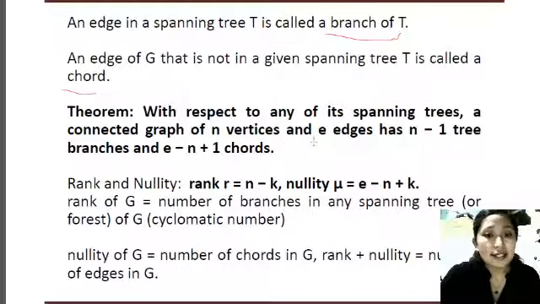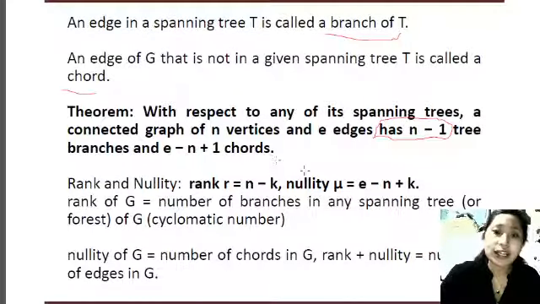Now as I said, if your graph is a tree, then the number of edges in that graph will be exactly equal to the number of vertices minus 1. So in a spanning tree also, if your given graph had n vertices, then your spanning tree will have n minus 1 edges. Now with this, you can calculate how many chords it is going to have.